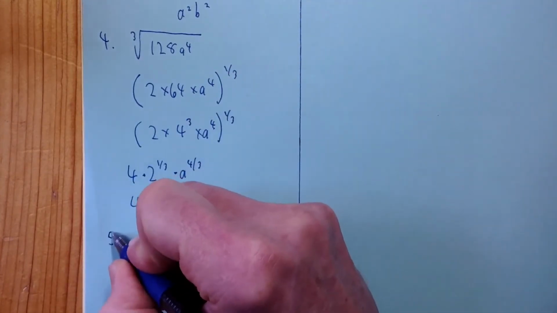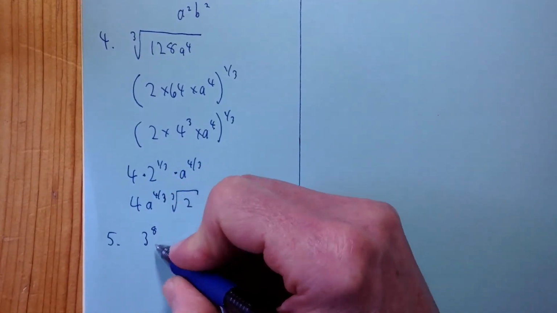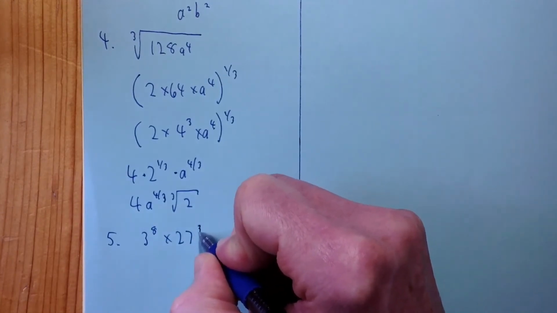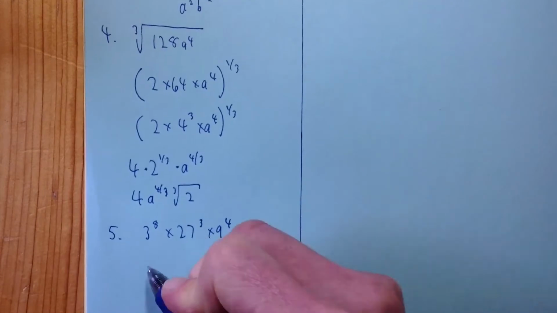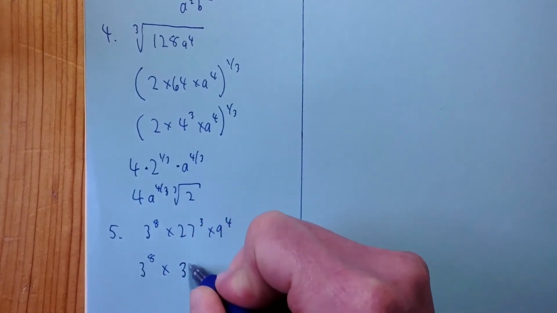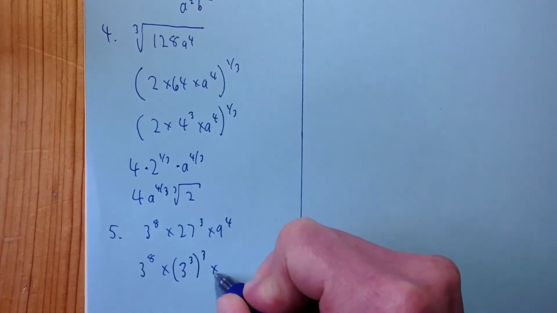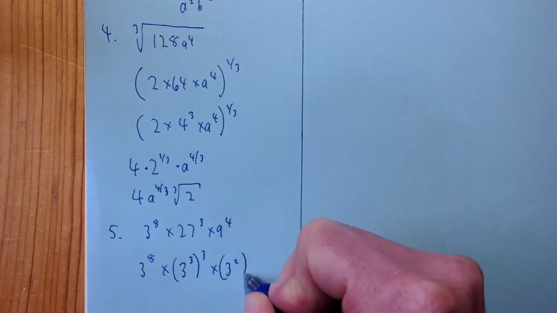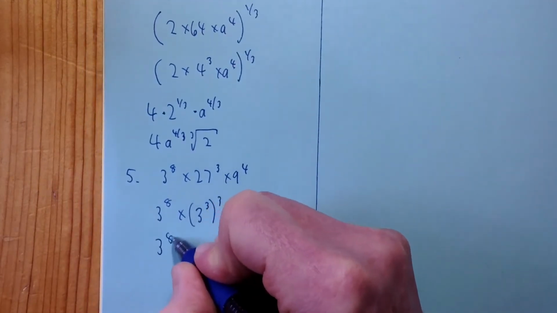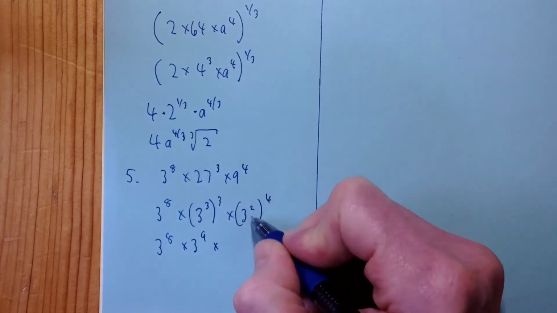Okay, number 5 here. It says write as 3 to a power. So that one's already done. And then we have 27 to the 3rd times 9 to the 4th. Okay, the 3's, that one's already good. 27 is 3 to the 3rd, so 3 to the 3rd, to the 3rd. And 9, of course, is 3 squared, to the 4th. We multiply powers. So that's 3 to the 9th, since 3 times 3 is 9, and 3 to the 8th, since 4 times 2 is 8.